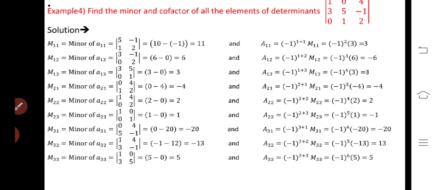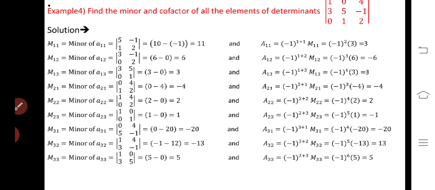Okay, next example. Find the minor and cofactor of all the elements of the determinant 1, 0, 4, 3, 5, minus 1 and 0, 1, 2. This is a problem from exercise 4.2. Okay, let us start the solution.